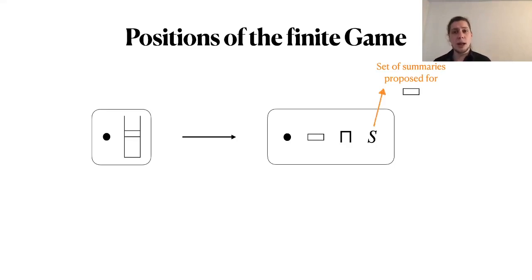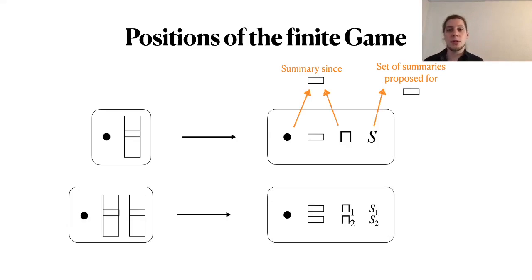Okay, let's recapture what we did in a more abstract way. We try to remove the stack by storing only the top of stack symbol. And in order to make the finite game work, we also had to store the set of summaries that were proposed for that top of stack symbol. And we also need to track the summary since we have seen the last change of the top of stack symbol. And with that, we can actually simulate the original game.